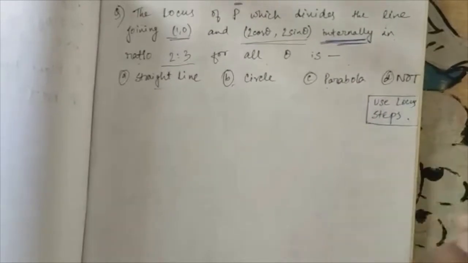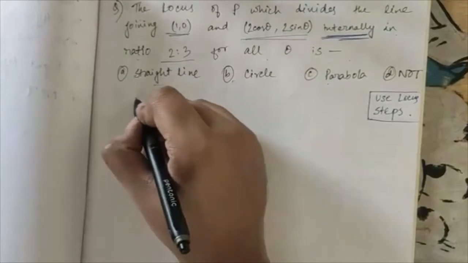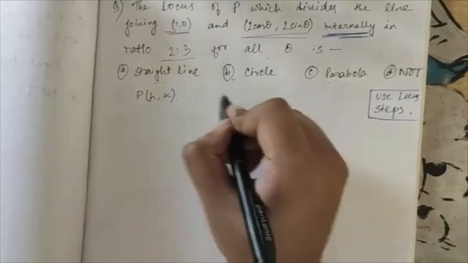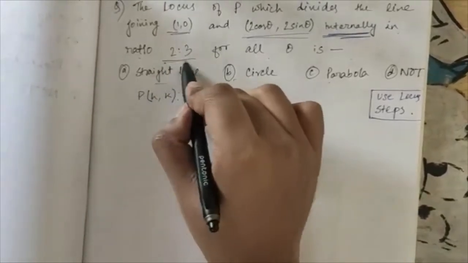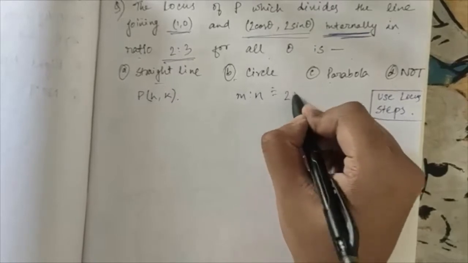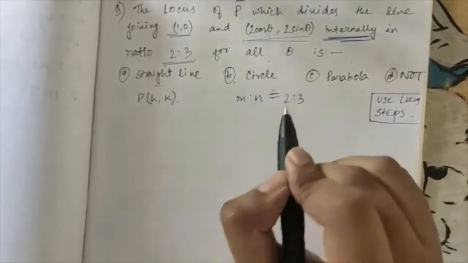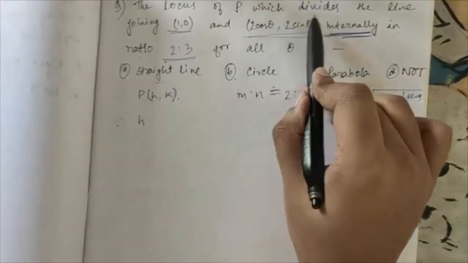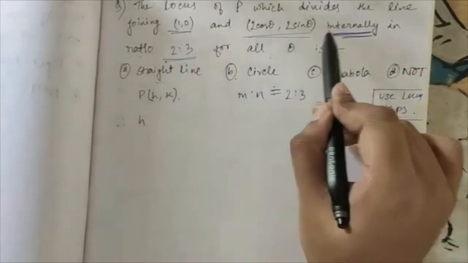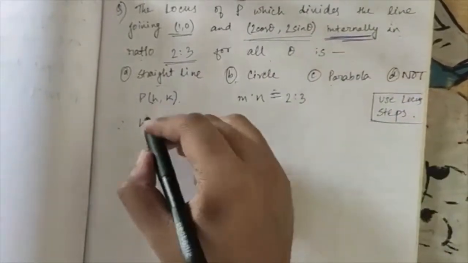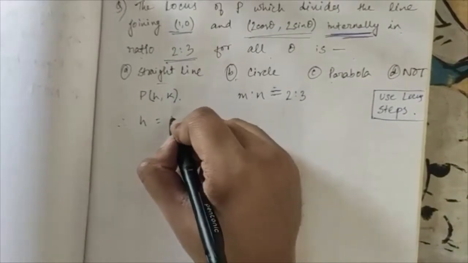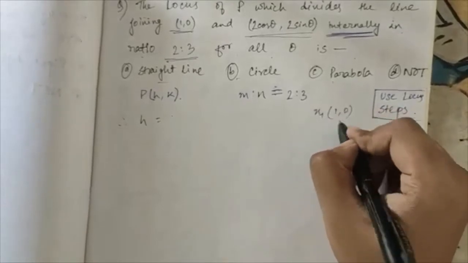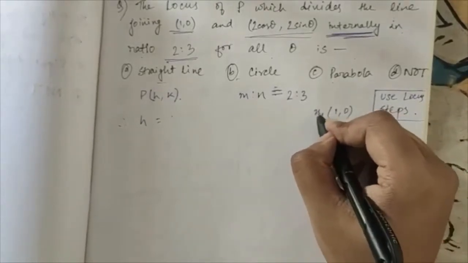Now let's take point P as (h, k). In the section formula we used to take the divisions as m is to n. So here it's given as 2:3, m is to n is equal to 2:3. Now let's take the points which are given as (x1, y1), which is equal to (1, 0), and (x2, y2), which is equal to (2 cos theta, 2 sin theta).